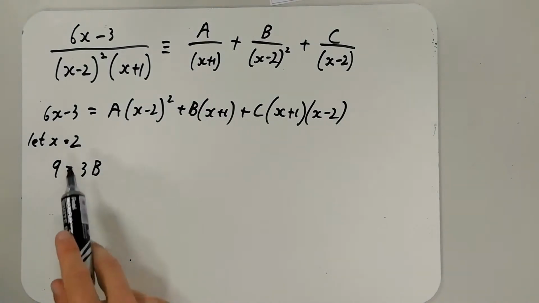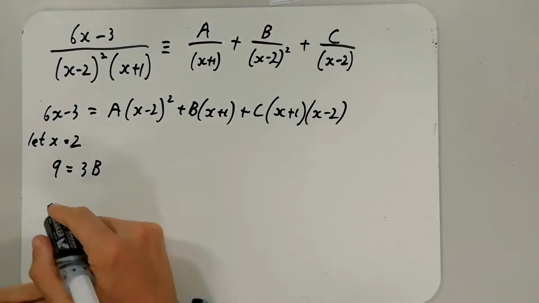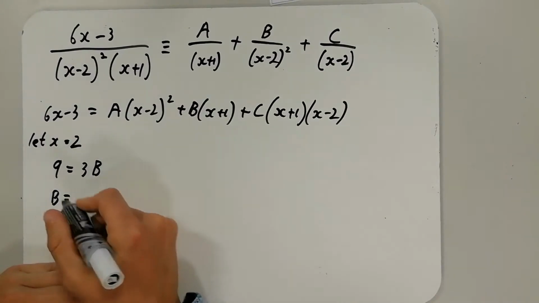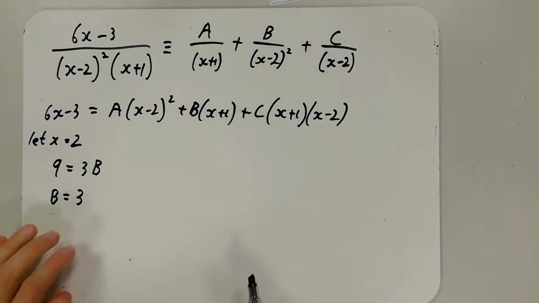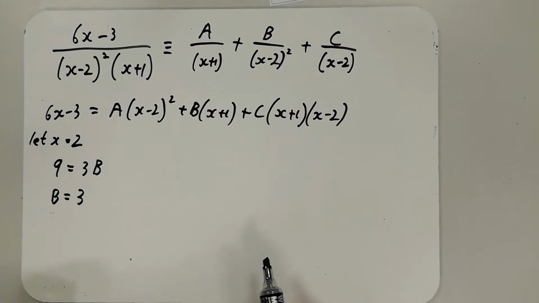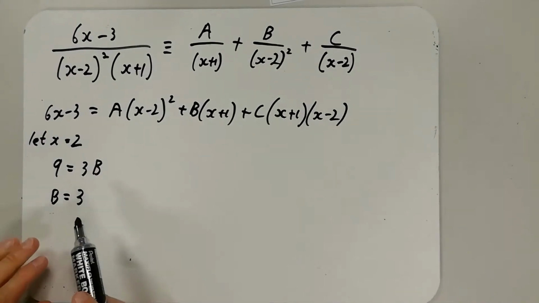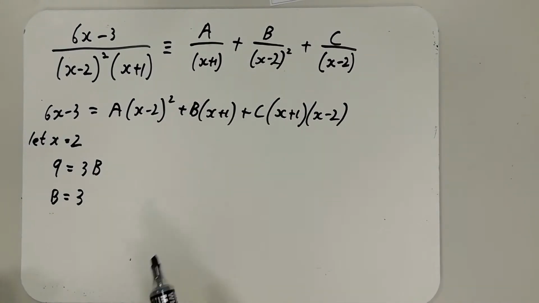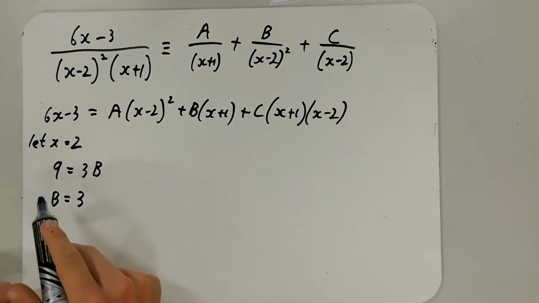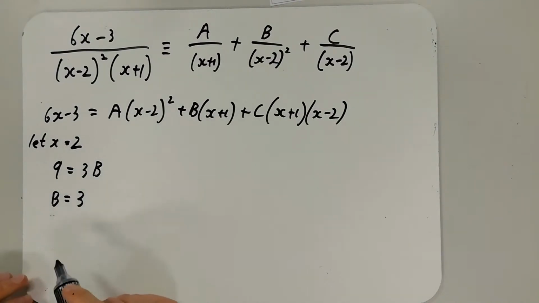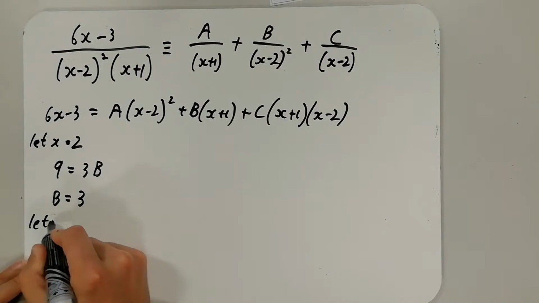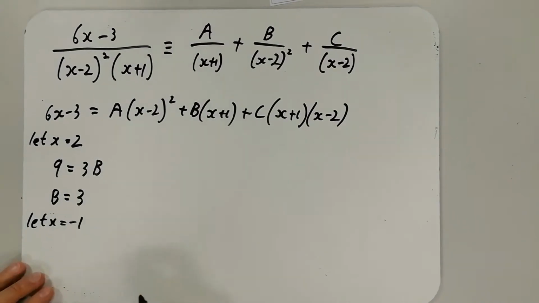Okay, so just checking that through, that looks good. B is 3. Like we said before, if you get nice values, you kind of know you've probably got it right. Horrible fractions, just double check. It might be correct, but it's worth double checking. Okay, so we've got that. Now we'll look at let x equal minus 1.